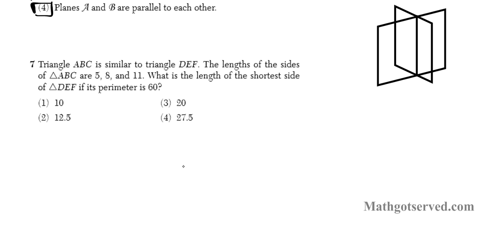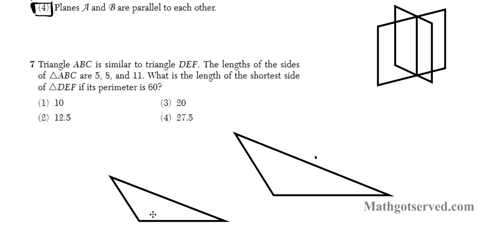Okay, so we have two similar triangles, so let's go ahead and sketch the situation. There go two similar triangles. Let's go ahead and label them. Let's say this is triangle ABC, and this triangle right here is triangle DEF. Now, if they're similar, that means that we're going to be dilating each side by the same factor. So let's say that the side measures are as follows. Let's call this 5, 8, and 11.